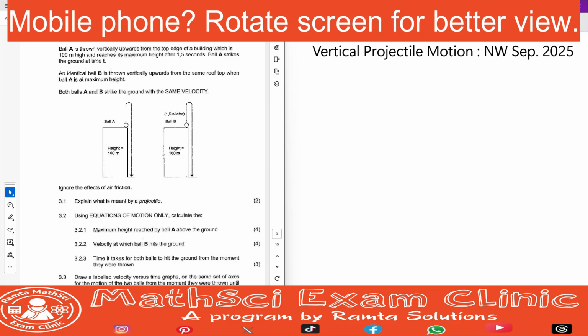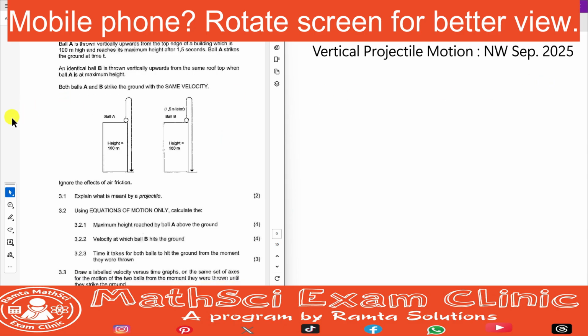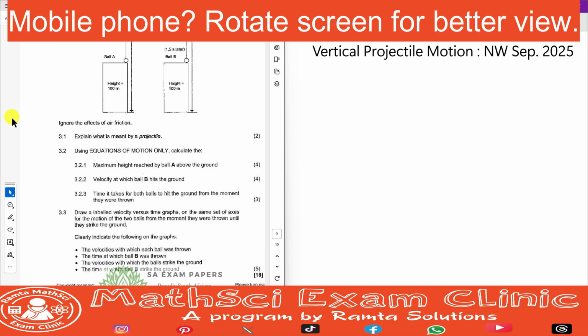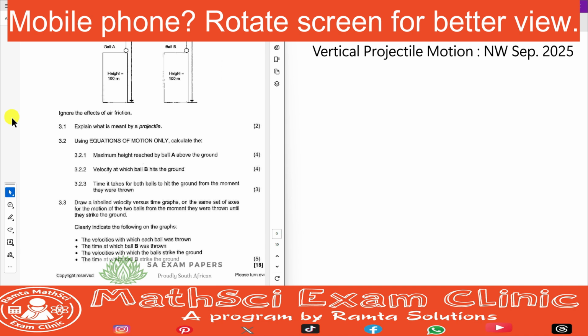Hello guys, in today's grade 12 physical sciences vertical projectile motions exam clinic, we are looking at the Northwest Province's physical sciences paper 1 of September 2024. In fact, 2025. Right. So this question is about 18 marks and we must be done at exactly 18 minutes unless some conditions will prevent us from finishing at this time.